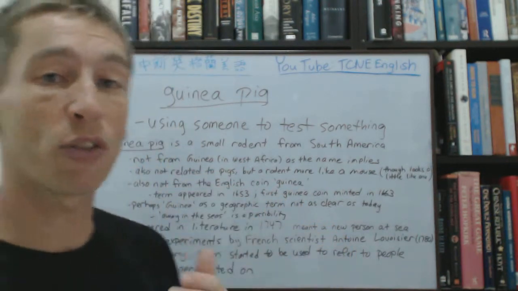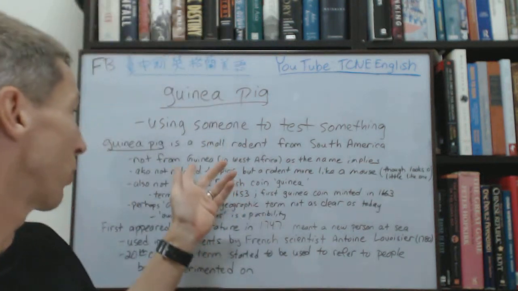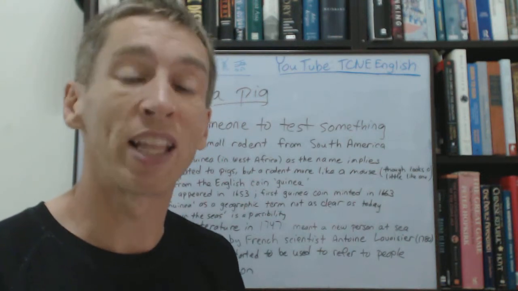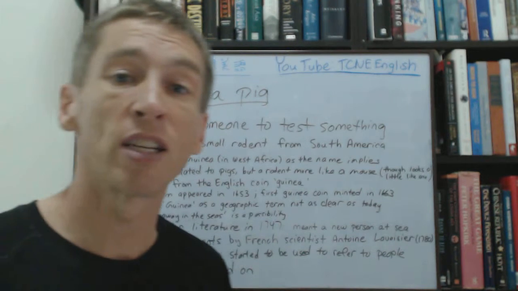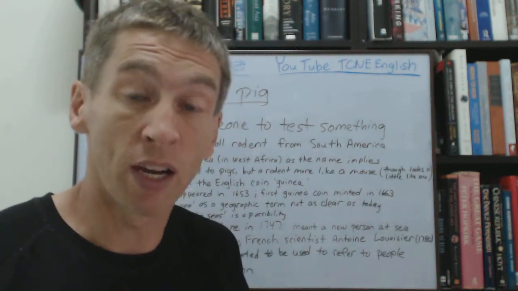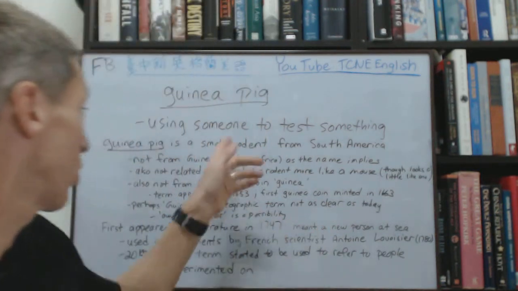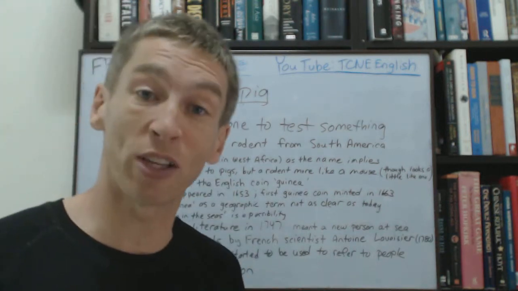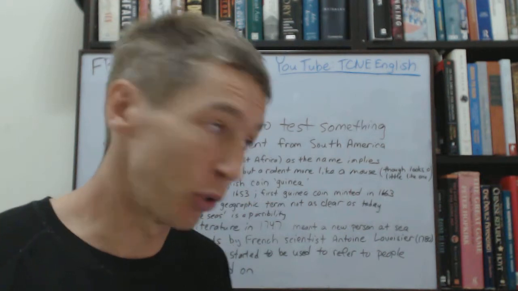Now, you might think, based on the name, that it's not from South America, that it's from Guinea. Guinea is a place in West Africa, and at that time it was a very poorly defined place. The name implies that it could be from one of the three countries in West and Central Africa known as Guinea. But it's not. It's from South America. Also, they're not related to pigs either. They're more related to the mouse or to other rodents.